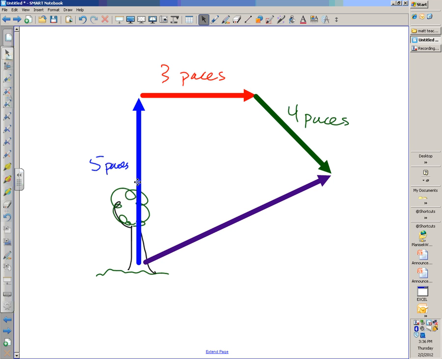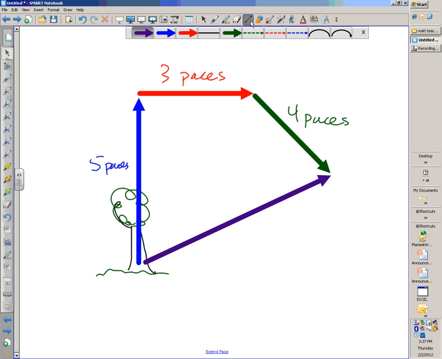3 paces to the east. Once again, no components for a vector that's directly to the east. However, this 4 paces to the southeast, right? That one's going to have some components. This one is not along the x-axis or the y-axis, so if something's in between the 2 axes that we have in our problem, in this case the north and the east, it's going to have components. And those components are going to look like this.